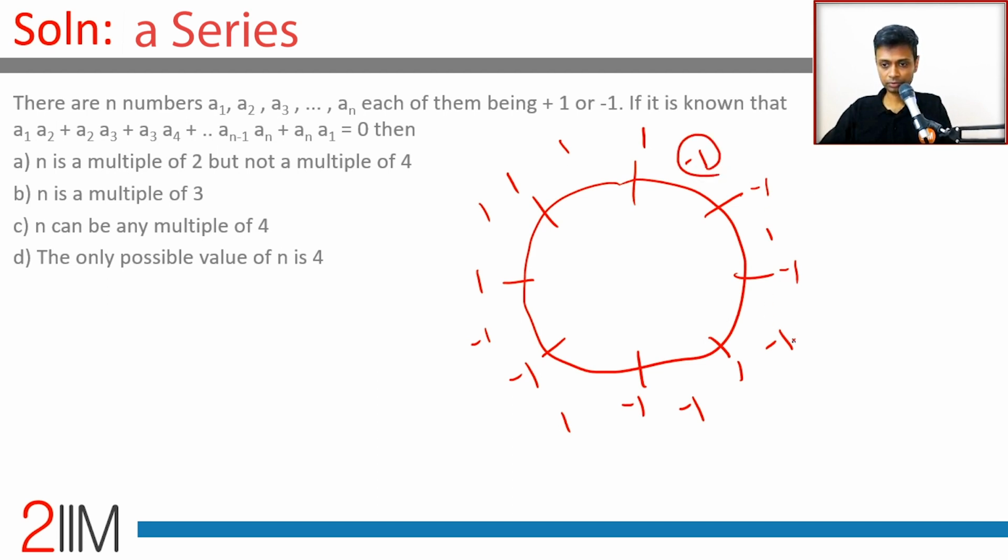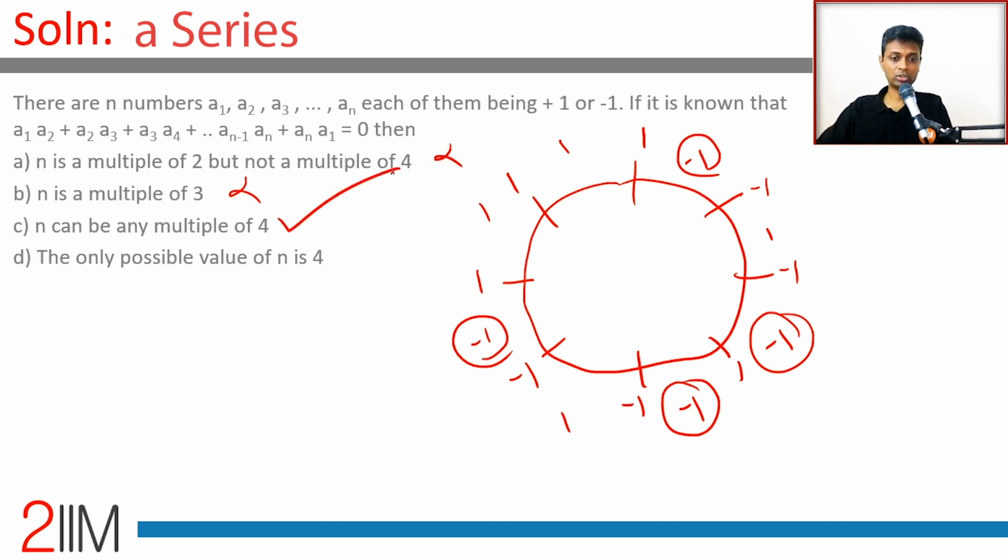So how many products are minus 1? This is minus 1. This is minus 1. This is minus 1. This is minus 1. 4 minus 1s and 4 plus 1s. Minus 4 plus 4, it is indeed possible. With 6 it is not possible. With 8 it is possible. So these two we've already eliminated. With 8 it is possible, so this is the answer choice.